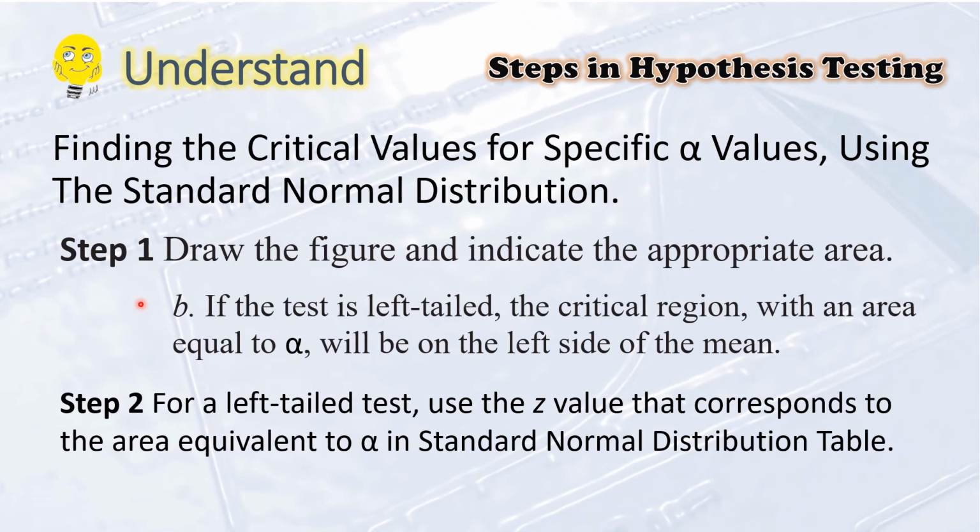If the test is left-tailed, we still follow step 1, but the critical region with an area equal to alpha will be on the left side of the mean. For a left-tailed test, use the Z value that corresponds to the area equivalent to alpha in the standard normal distribution table.